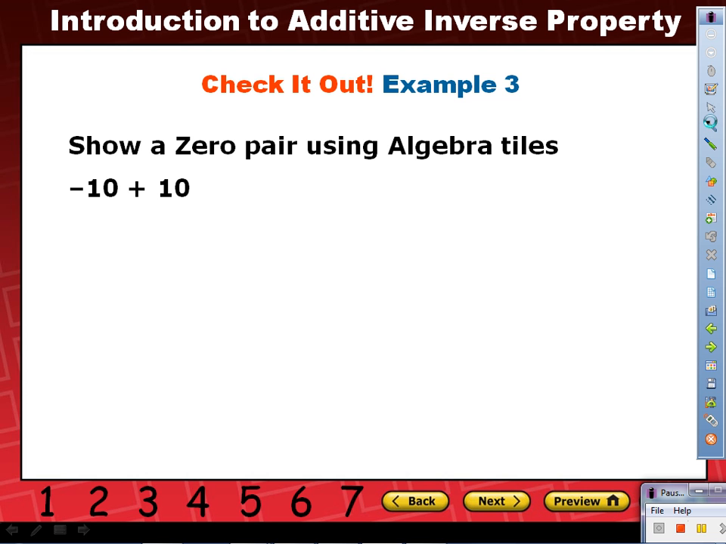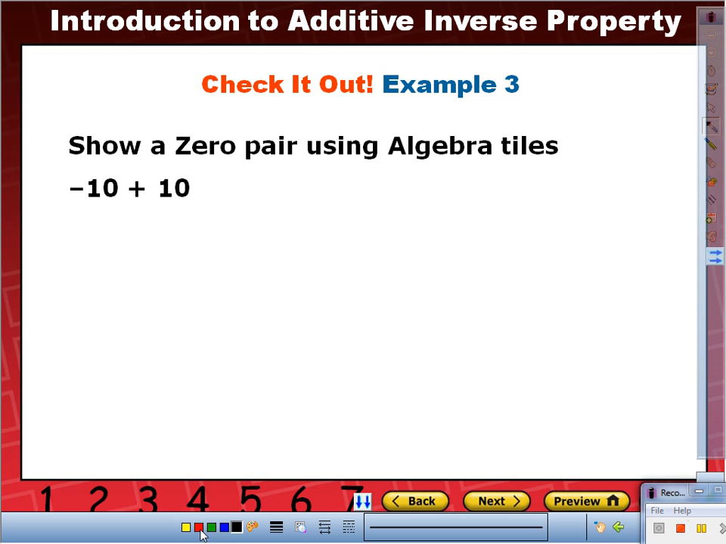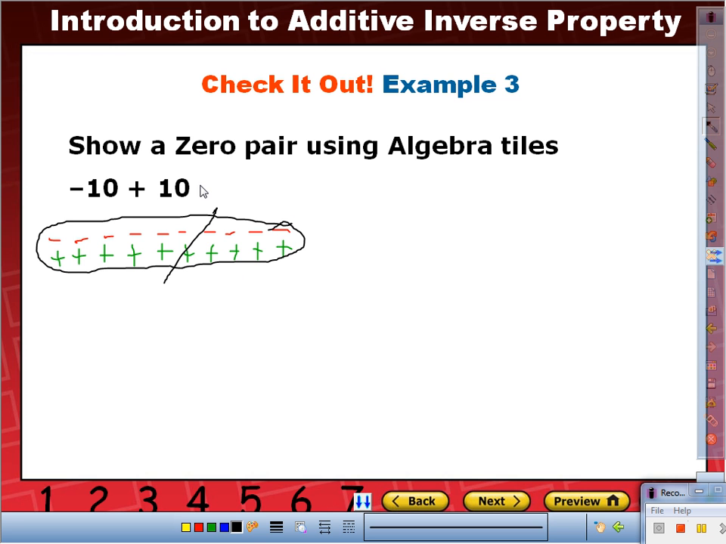Okay, let's see. So for this one, fairly simple. You should have in front of you 10 negative tiles. Is that correct? 1, 2, 3, 4, 5, 6, 7, 8, 9, 10, and 10 positive tiles. 1, 2, 3, 4, 5, 6, 7, 8, 9, 10. And since they are a zero pair, I circle all of those, cross them out, and we write -10 plus 10 equals 0. In our ground zero method, -10 plus 10. Are we clear up to right there? Piece of cake? All right.